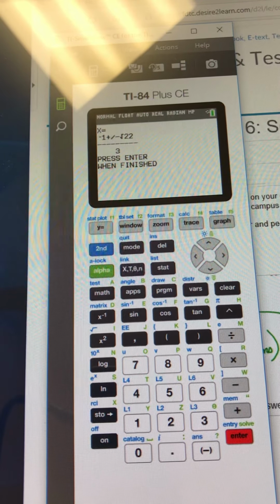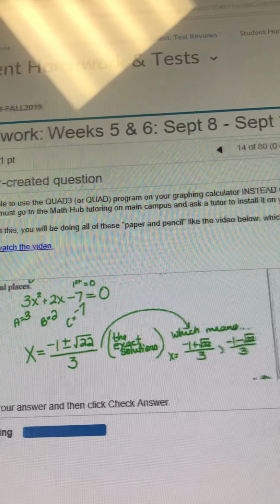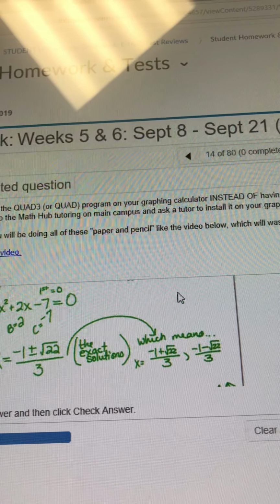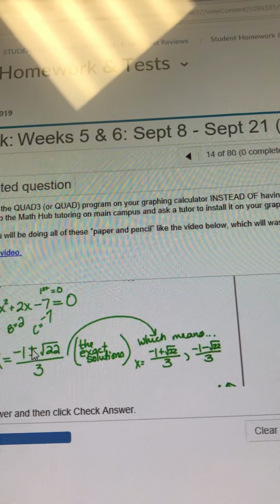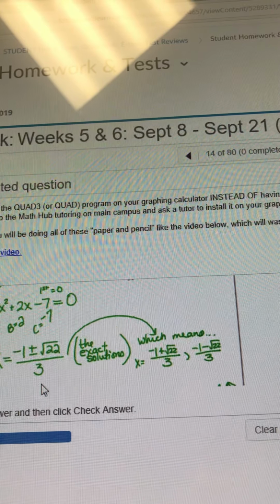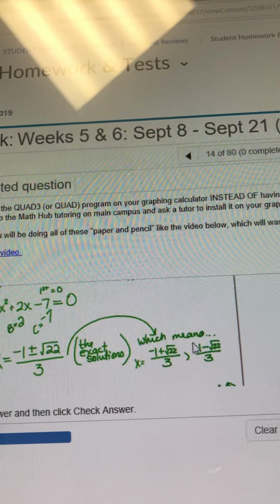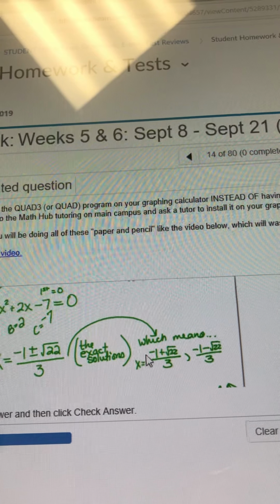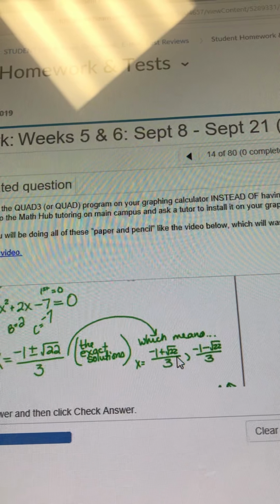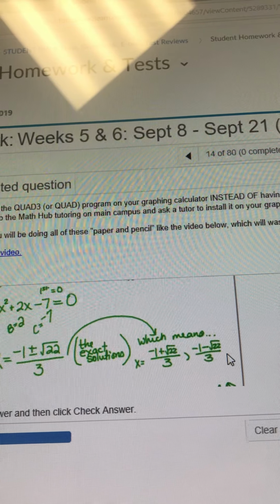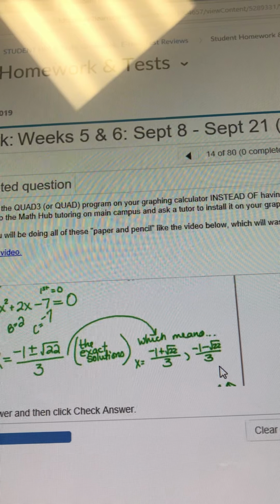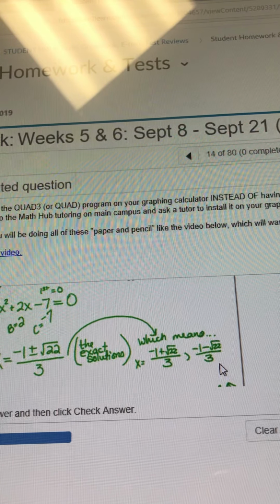So look down here. This is what we would call the exact solutions, what we just saw in there, -1 plus or minus the square root of 22 over 3. And what that means, the plus or minus just stands for one of them adding the square root of 22 and then dividing by 3. The other is -1 minus the square root of 22 over 3. Okay, so we got the exact solutions.